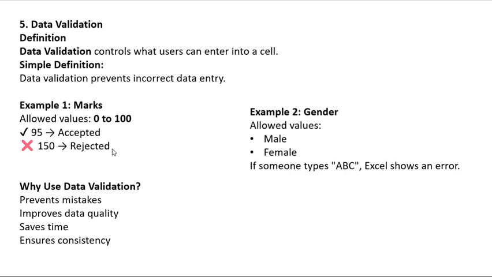150 is rejected. Example 2 is gender, which allows values like male and female. If someone types ABC, Excel shows an error. Why use data validation? It prevents mistakes, improves data quality, saves time, and ensures consistency.